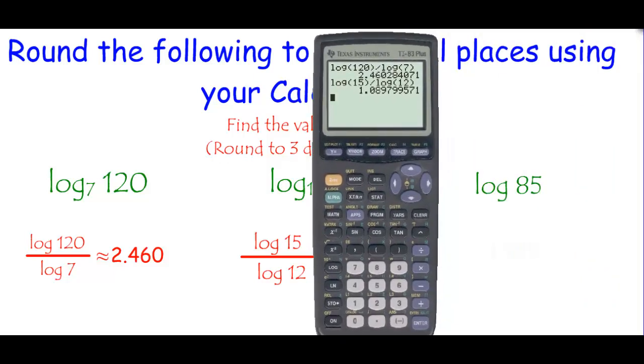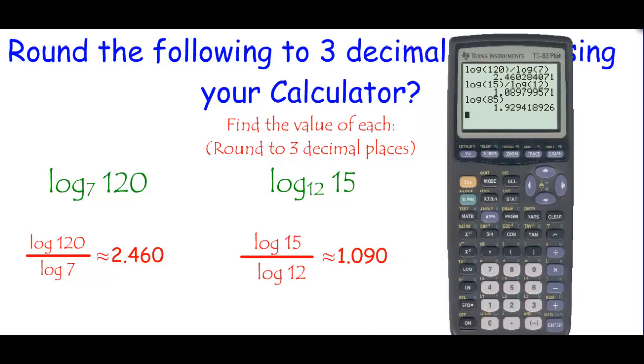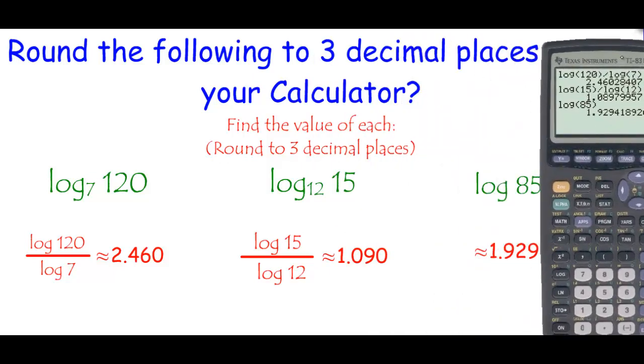My last example says log of 85. Now there's no base. If they don't write a base, they're implying that it's a 10. So when I go to my calculator, I don't need to do any change of base formula because it has the same base as my calculator. All I would do is type in 85, and that's where I get my final answer, approximately 1.929. And that's how you use your calculator when we're dealing with change of base.